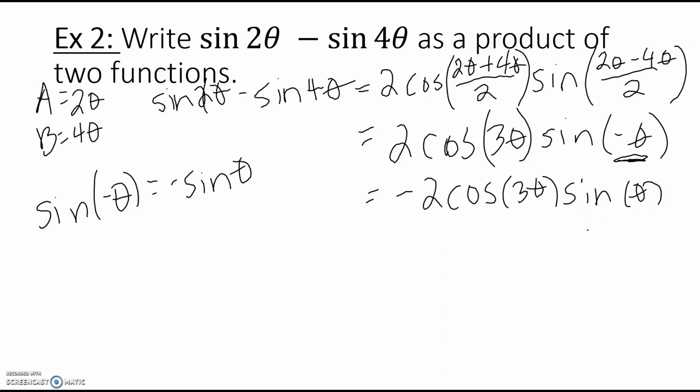That is how you will take sine of 2 theta minus sine of 4 theta and write it as the product of two functions. That means I've taken it and written it as two trigonometric functions multiplied by each other. And so that is how you would use the sum to product identity. So this one is, again, pretty short because we have multiple identities. You don't have to remember them, but you do need to know how to use them. So you just need to be able to figure out which one you need to use, okay? So we have product to sum and sum to product.